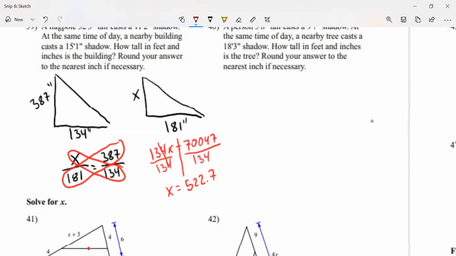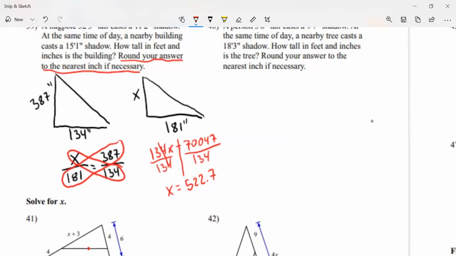522.7. Okay, so one thing here, round your answer to the nearest inch if necessary. So I'm going to say 523 inches. You guys got me there? 523. Now, here comes the interesting part.